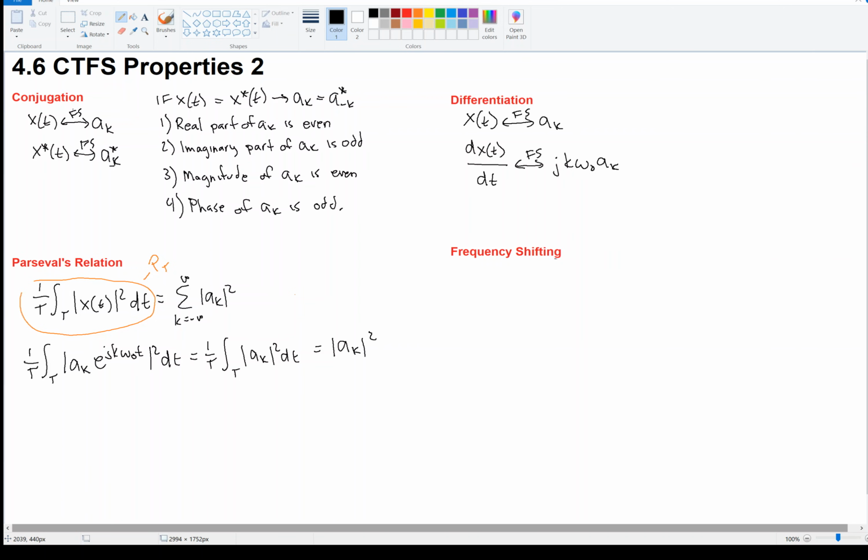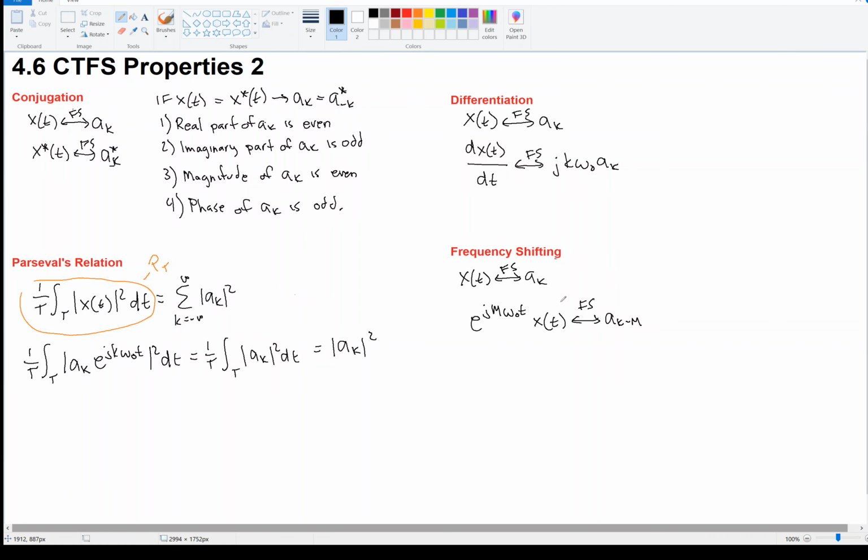Finally, frequency shifting says, again, if x of t has Fourier series coefficients ak, then e to the jm omega 0 t times x of t, where m is a constant, has Fourier series coefficients a k minus m. That's frequency shifting. So if we want to shift the Fourier series coefficients by m, we have to multiply the time-based signal by this phasor e to the jm omega 0 t.